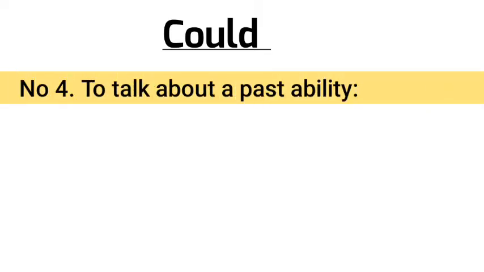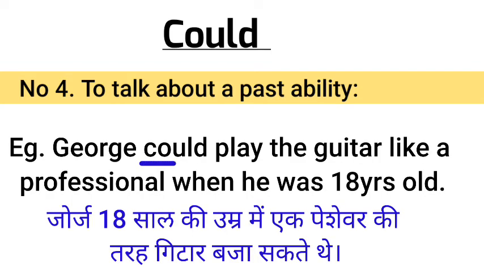Number 4. To talk about a past ability. For example, example 1. George could play the guitar like a professional when he was 18 years old.